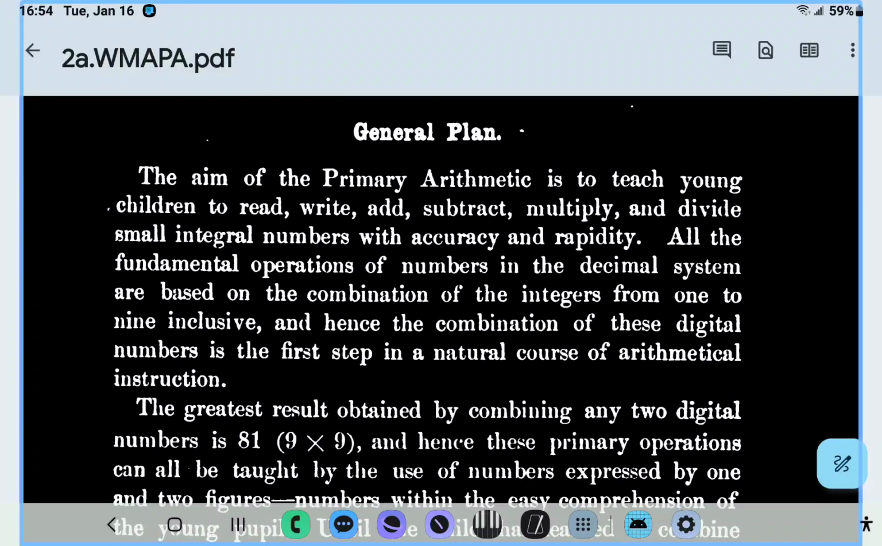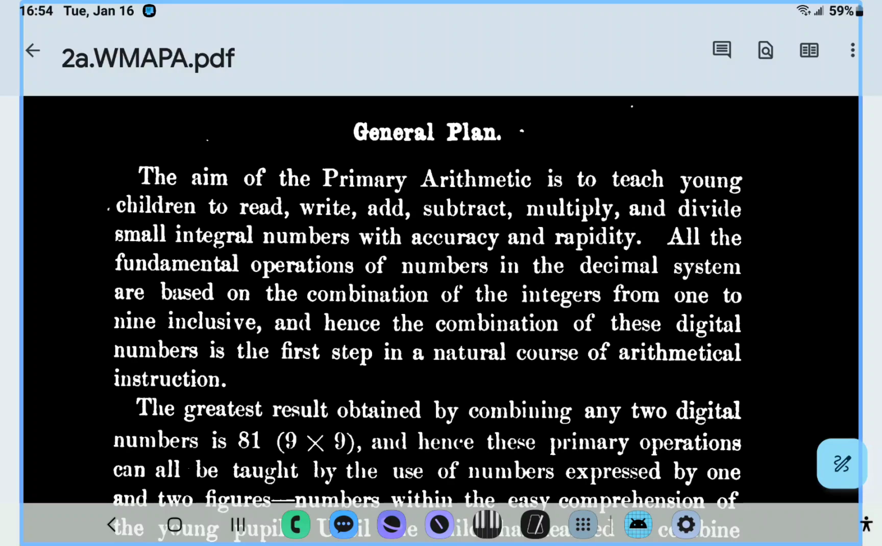The aim of the primary arithmetic is to teach young children to read, write, add, subtract, multiply, and divide small integral numbers with accuracy and rapidity. All the fundamental operations of numbers in the decimal system are based on a combination of the integers from 1 to 9 inclusive, and hence the combination of these digital numbers is the first step in a natural course of arithmetical instruction. The greatest result obtained by combining any two digital numbers is 81, 9 multiplied by 9, and hence these primary operations can all be taught by the use of numbers expressed by 1 and 2 figures, numbers within the easy comprehension of the young pupil.